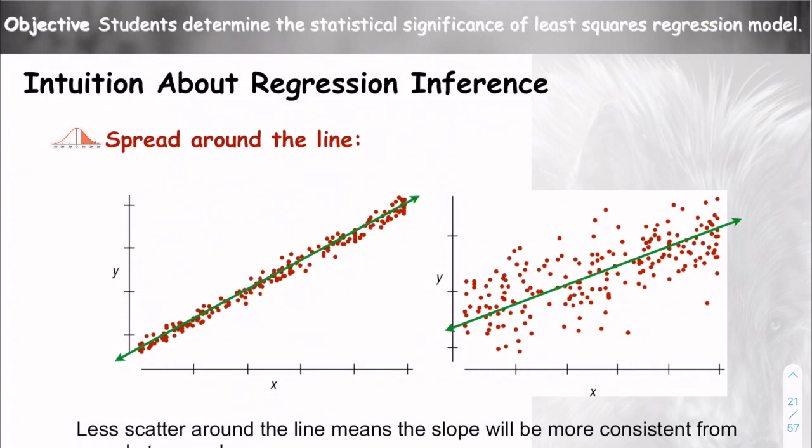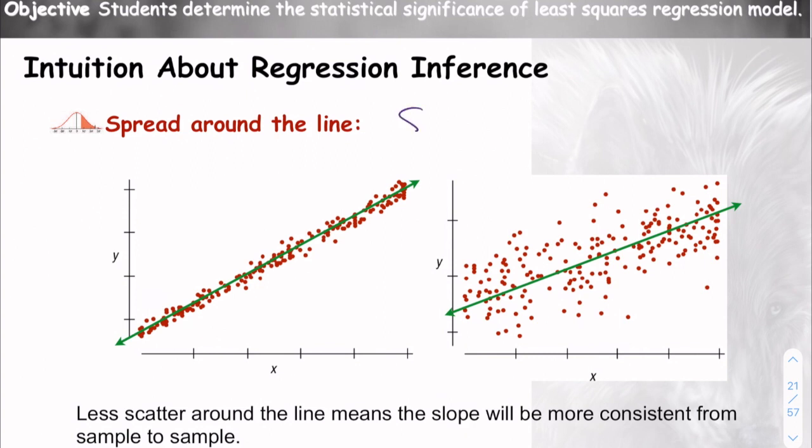The first thing is we want to look at the spread around the line. And if you remember, this spread is called the standard error of the residuals. So what we're looking for is, in the first part, the less scatter around the line means the slope will be more consistent from sample to sample. The more scattered our points are around our least squares regression line, the less consistent it will be from sample to sample. There will be more variability.